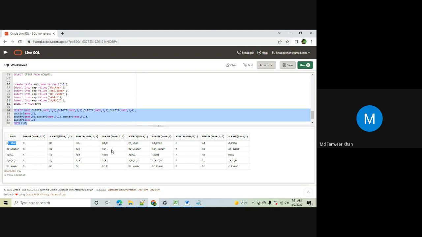In Rajkumar, the second position is A. So from A it is taking all the values. Clear?